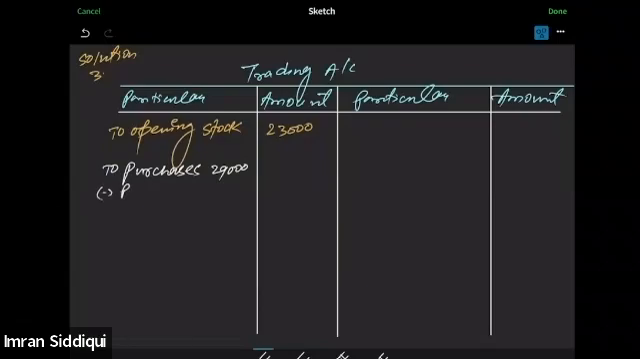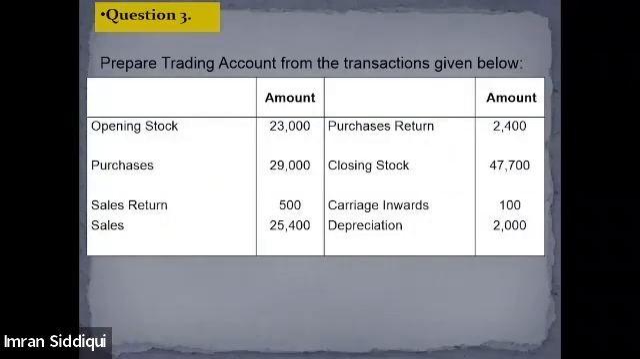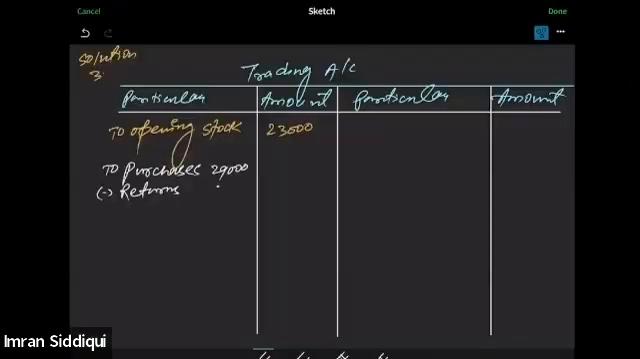That's purchase return. Purchase return is 2,400. Subtracting 2,400 out of 29,000, we will be getting 26,600. This needs to be shown in the debit column of the trading account.